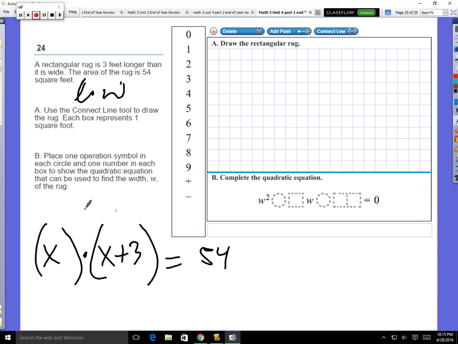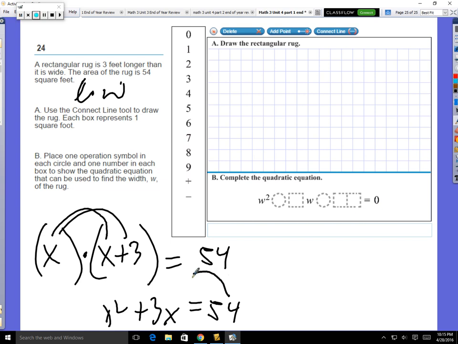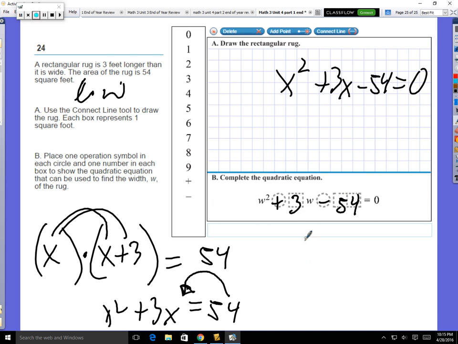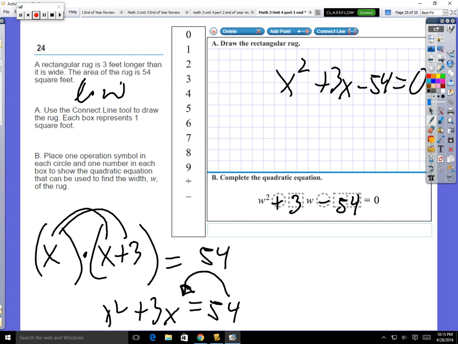Okay. Times them. x times x is x squared. x times 3 is 3x. Equals 54. Equals 0, so take this 54 over here. Minus 54, and you've got x squared plus 3x minus 54 equals 0. So x squared plus 3x minus 54 equals 0. Sweet question. That is it.